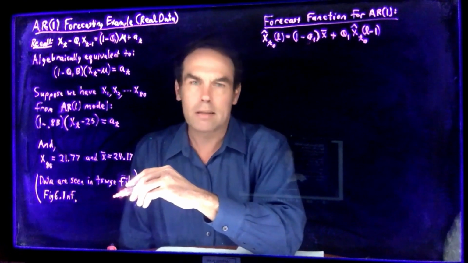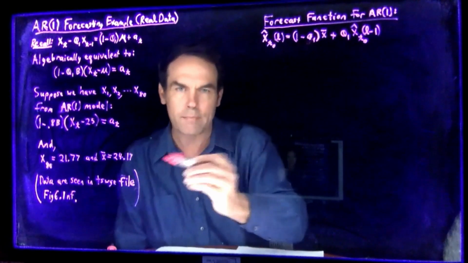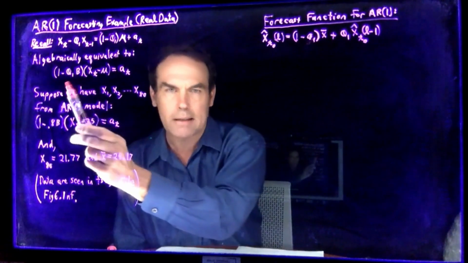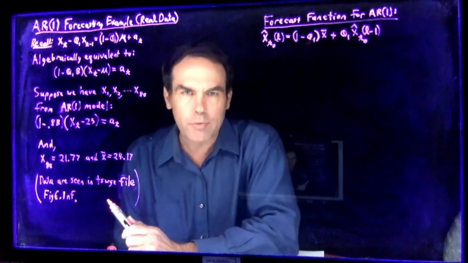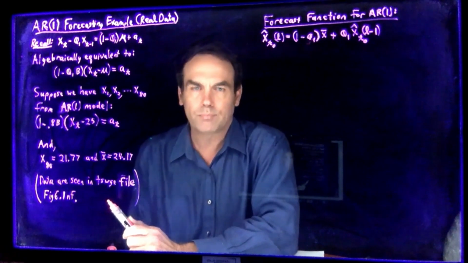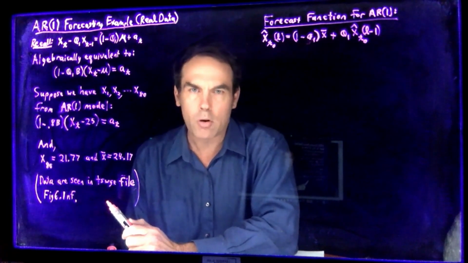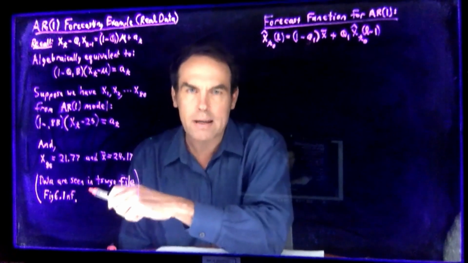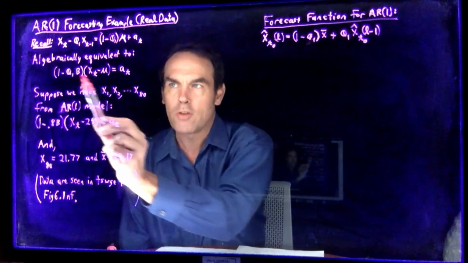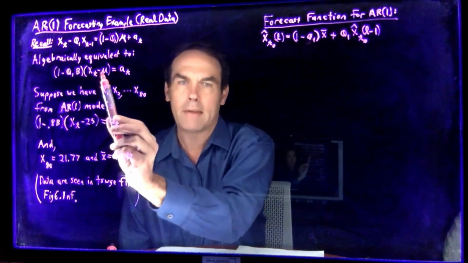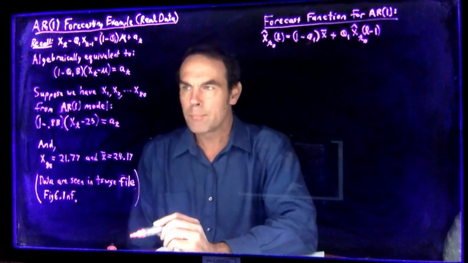Now notice that this can be written in operator notation form, and that would look like 1 minus phi1 times B times x sub t minus mu equals a sub t. That's important to notice because for this particular example, I'm going to show that the data is generated from the model that's in that form. So if you were to FOIL this out, you would actually get this back as well. So it's the same thing.